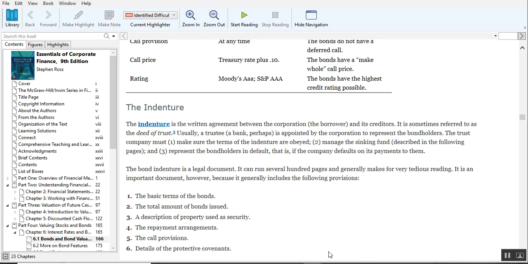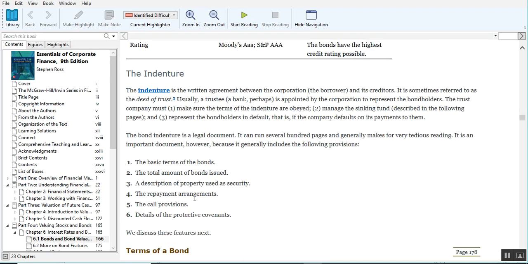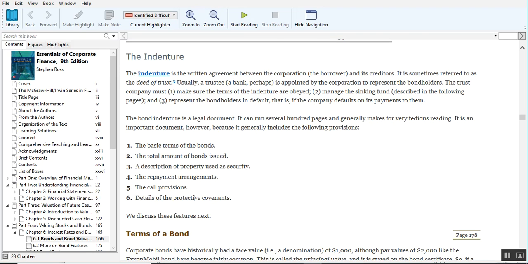To begin with, a bond is governed by the indenture. A bond indenture is a legal document prepared between the corporation, who's the borrower, and its creditors. It's also referred to as a deed of trust. Usually the indentures are a rather lengthy, detailed document that covers quite a bit of the details involved in the bond issue. So you have basic questions answered, like the terms of the bonds, the total amount of the bonds being issued, the property used as security, whatever the repayment arrangements are, usually call provisions or details of any protective covenants. There may be other things included, like what the bonds are being issued for.